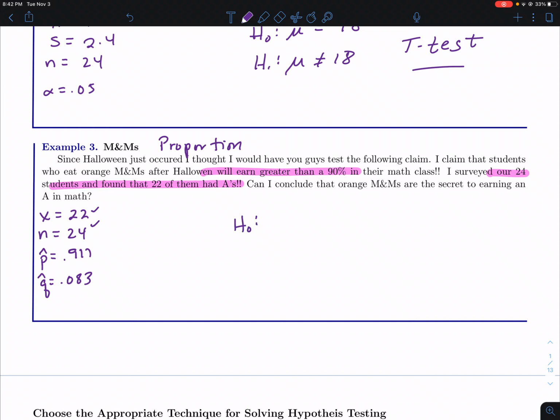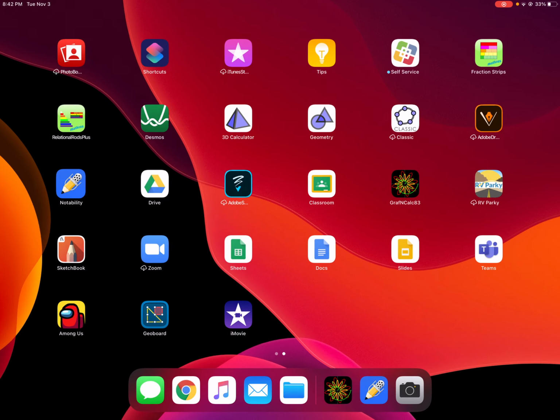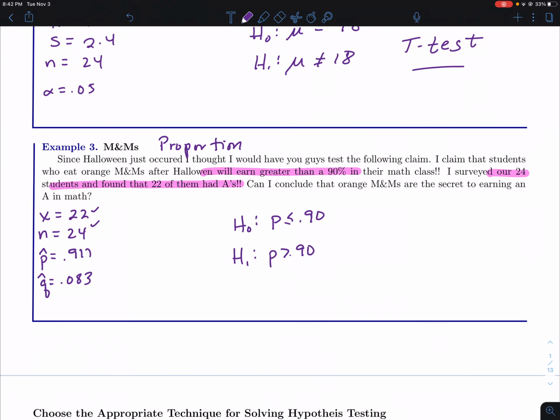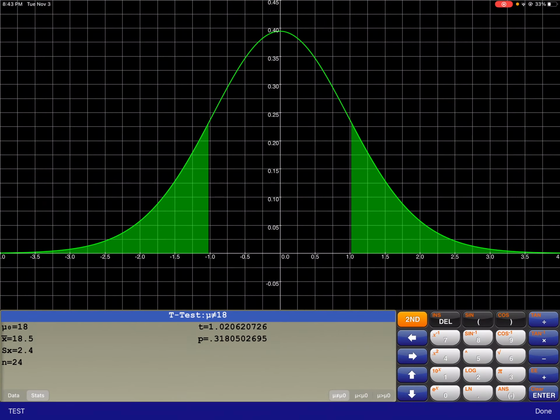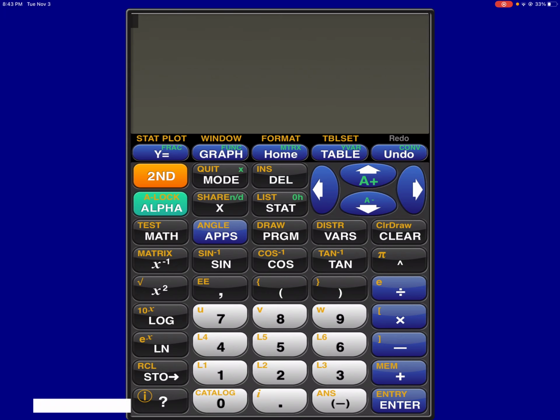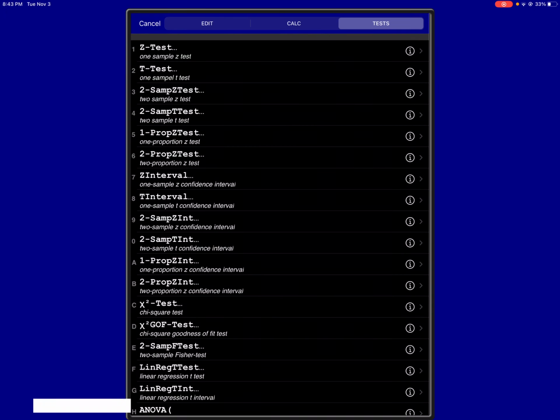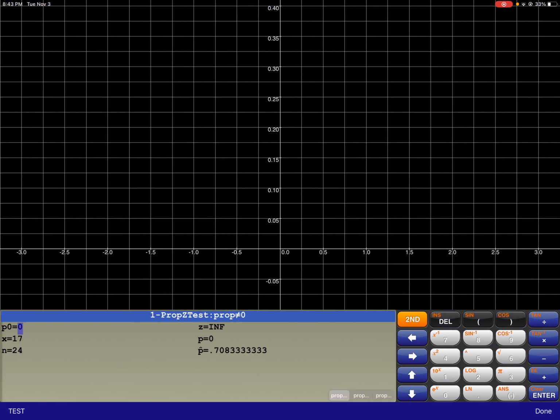Now let me write down my claims. P is greater than 0.90. P is less than or equal to 0.90. Let's check it out. Oh, I forgot to write down, with this one we're using one prop Z test. Instead of one prop Z int, we're using one prop Z test to actually test it out. The names are almost exactly the same, and this lives in the same area. If we hit stats, test, number 5 is one prop Z test.